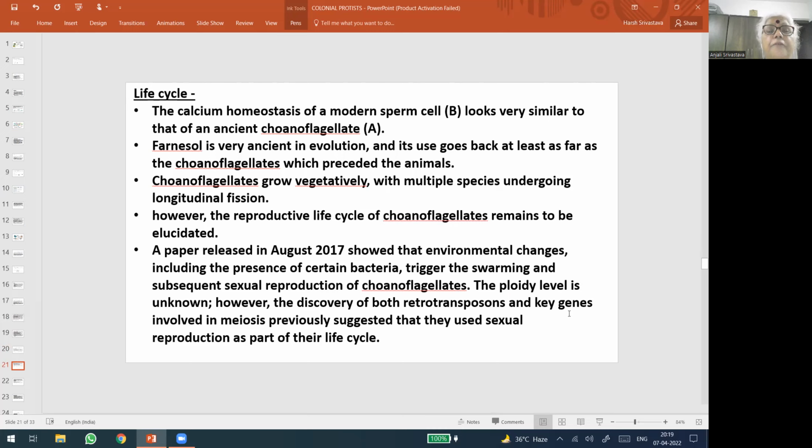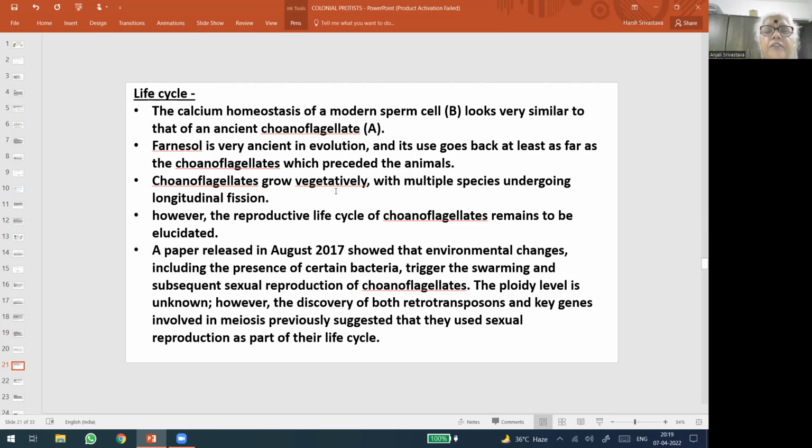Now, the life cycle of the choanoflagellates is very peculiar, showing different groups maintaining a homeostasis, and that involves calcium homeostasis. It resembles a modern sperm cell, and the choanoflagellates in appearance sometimes resemble a modern sperm cell also. This farnesol is one type of choanoflagellate which preceded the animals.